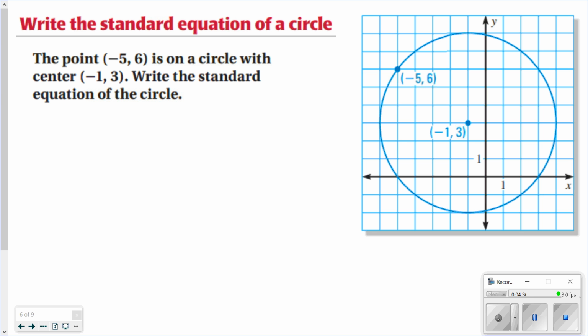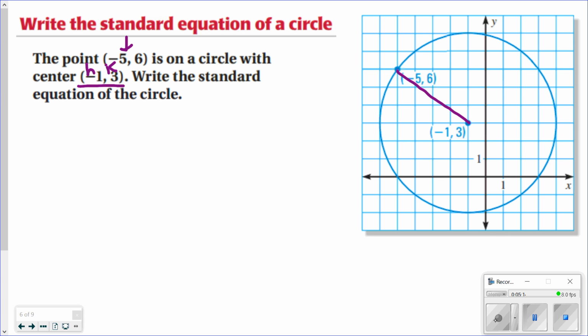Write the standard equation of a circle. The point (negative 5, 6) is on the circle with center (negative 1, 3). We want to write the standard equation of the circle. All right, so we know what the center is. Center is (negative 1, 3), so that would be our h and k, but we don't know what our radius is. All we know is that it tells us that this point is on the circle. So if I look at my picture, I need to determine what is that length, what is that distance.